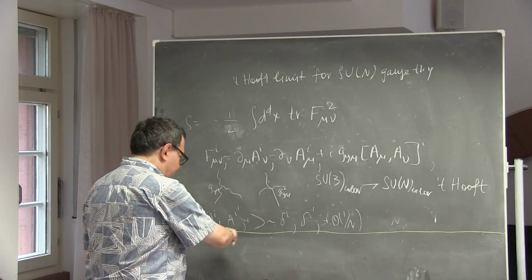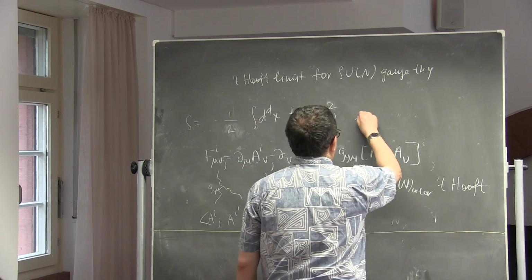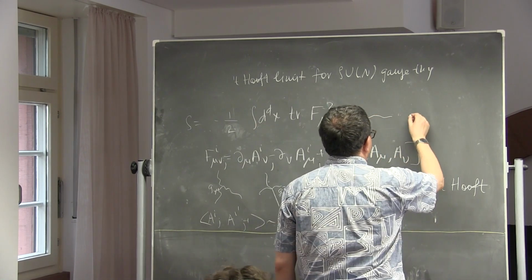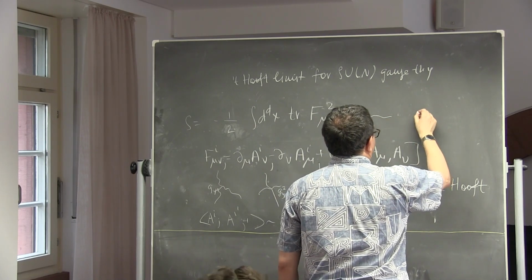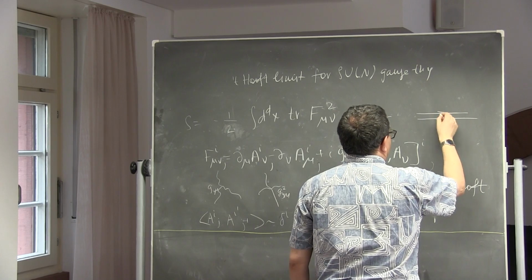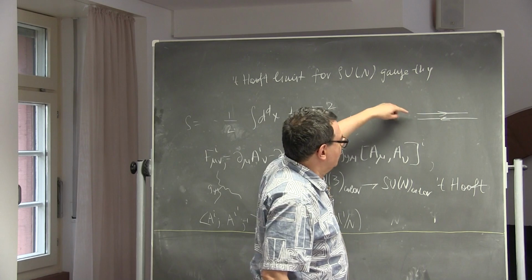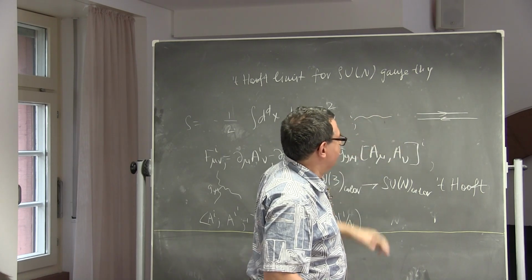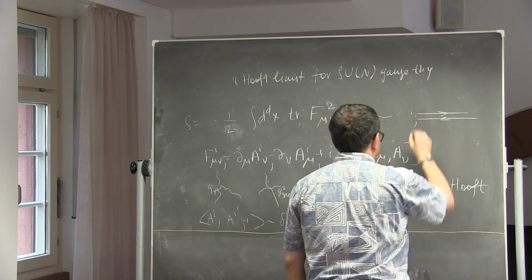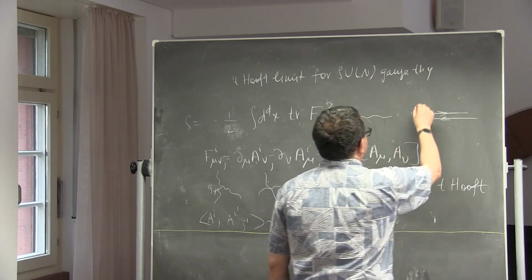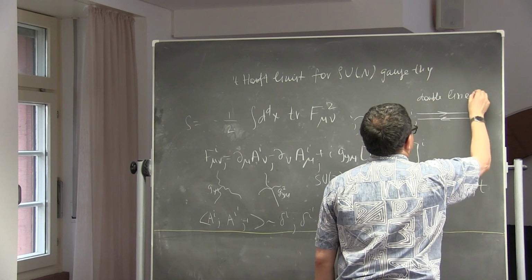And there is a way to pictorially represent this. You basically replace this single wiggly line by a double index line, where you have i j by this double line, where one index runs this way and the other index runs this way. And this is called the 't Hooft double line notation.